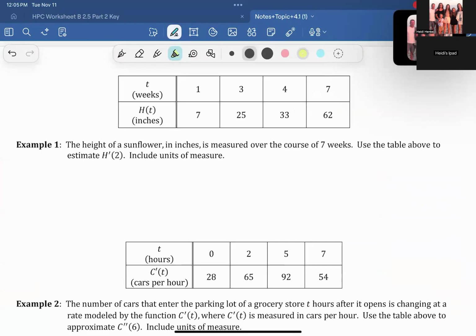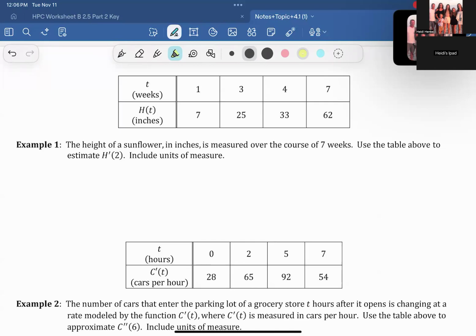Here is a table, and it is in regard to the height of a sunflower in inches, which is measured over the course of 7 weeks. So you have a table for like at this many weeks, our sunflower was this tall, this many inches tall. Use the table above to estimate h prime of 2 and include the units of measure.